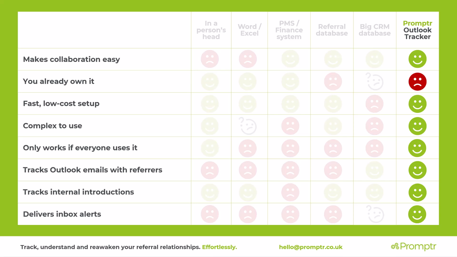But they deliver inbox alerts. So your fee earners can receive a weekly email each week that summarises all their colleagues' activity with their contacts. And because it's tracking Outlook, it knows exactly who's doing what with whom. It'll deliver a day before meeting alert. So your lawyer is going to a meeting with a referrer.